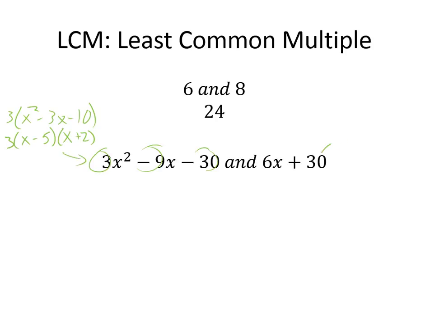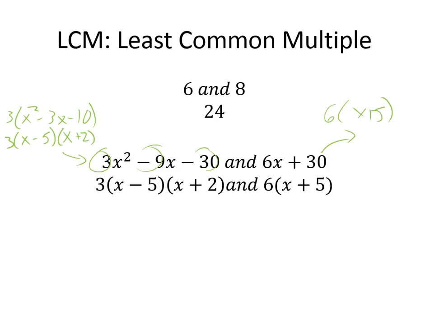Now, if we look over here, what can we factor out of both of these? We have 6 times x plus 5. And so those are our factors of all these.